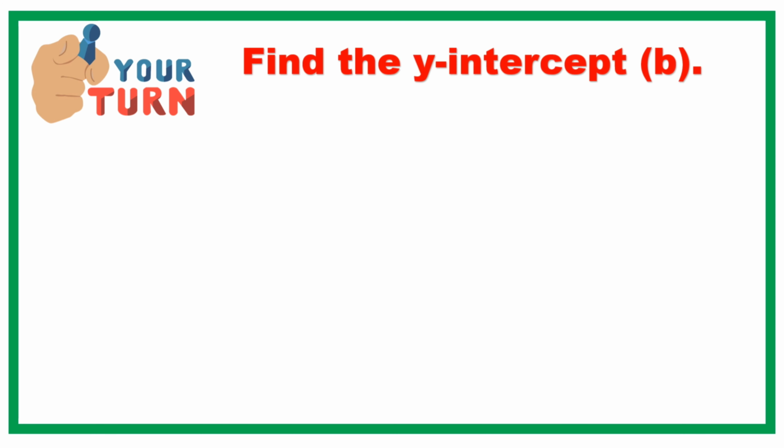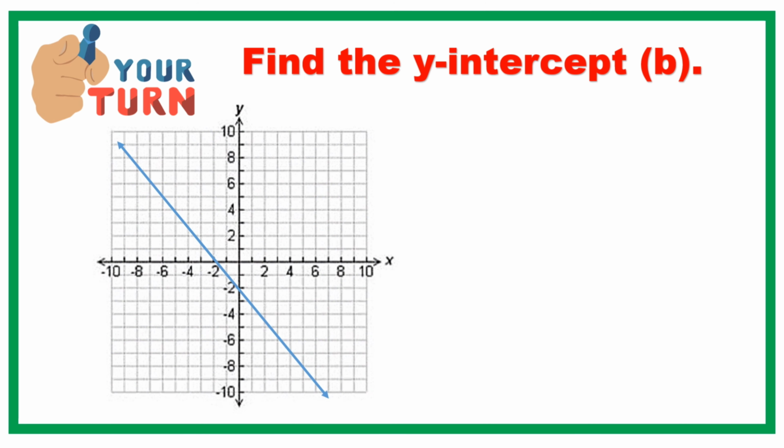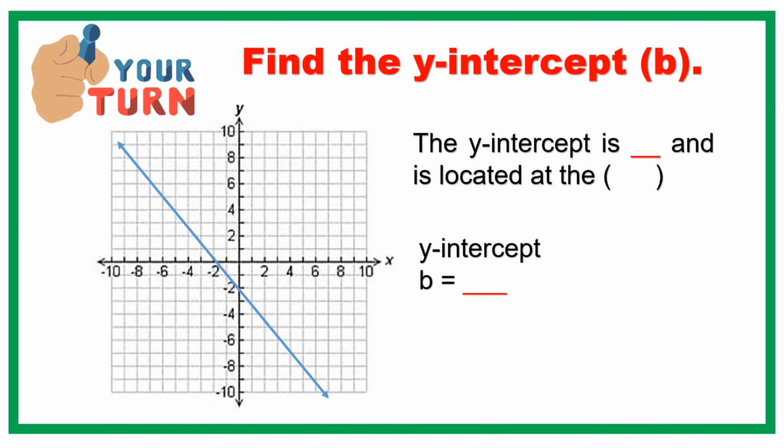Find the y-intercept. You have 10 seconds to answer this. Okay, what is your answer? The y-intercept is -2 and is located at (0, -2). The y-intercept, or the b, is -2. You got it. Just like that.